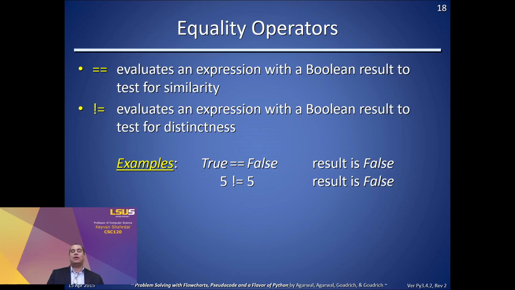Here are your equality operators. Equal evaluates an expression with a Boolean result to test for similarities. So is true equals false? That would be false because they're not the same. 5 not equals 5 would be false because they are equal to 5. If you say 5 equals 5, then that would be true.